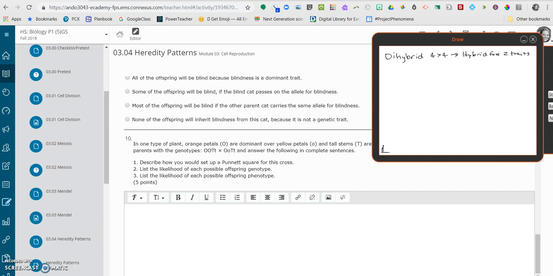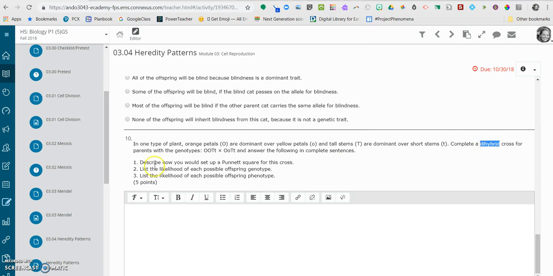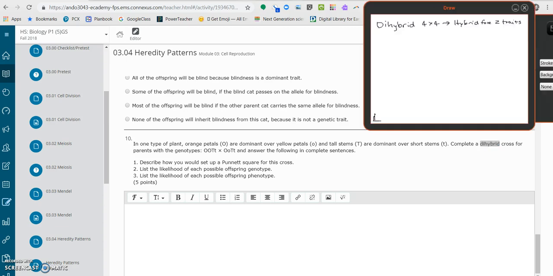But if we look at this question, question number 10 in the background here, it says that in one type of plant, we've got orange petals, we've got yellow petals. I'm going to scoot this out of the way so we can see. And we've got tall stems and short stems. It says to complete a dihybrid cross for parents with these genotypes. This is a mistake. This word right here should not be there because these organisms are not dihybrids. If I could change that word, I would, but I can't.